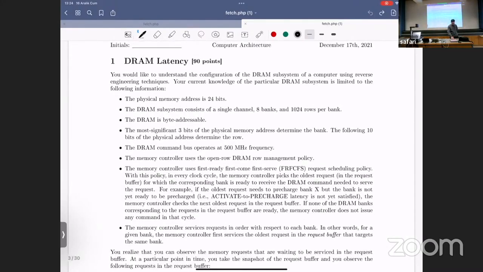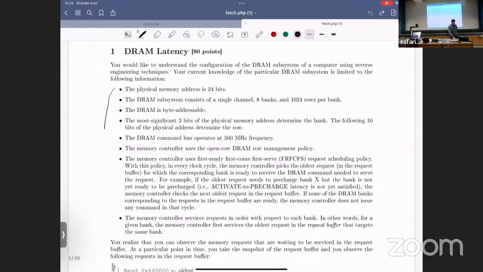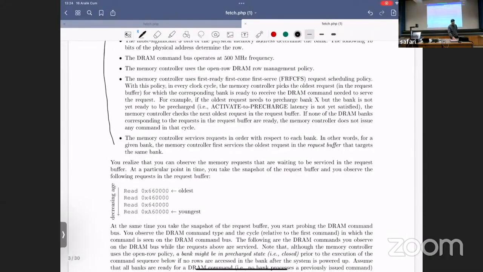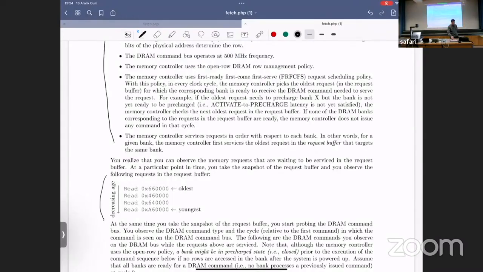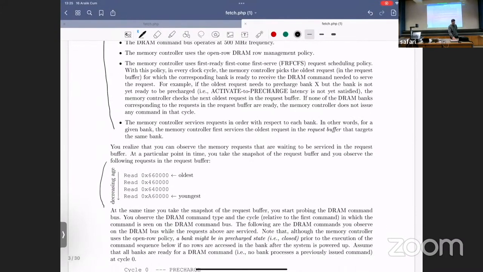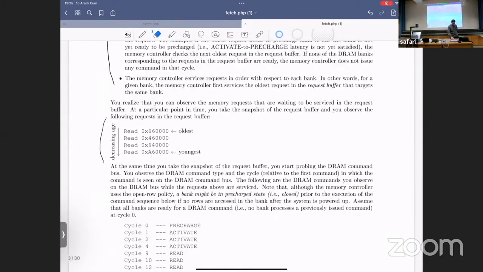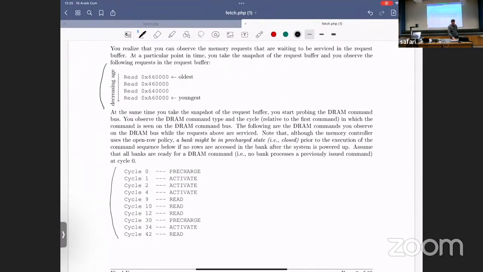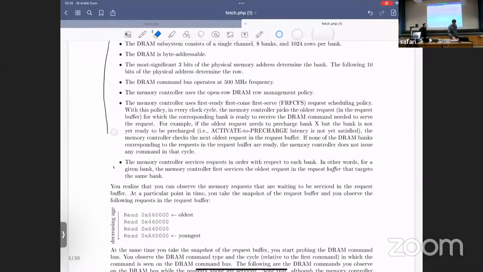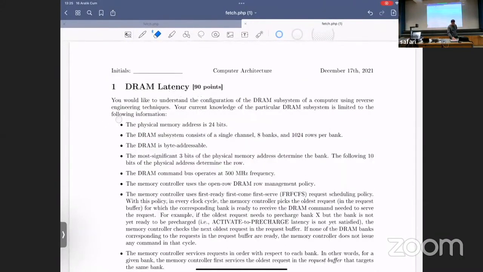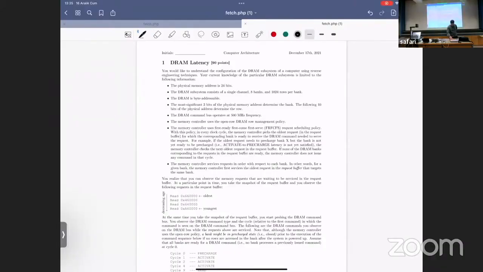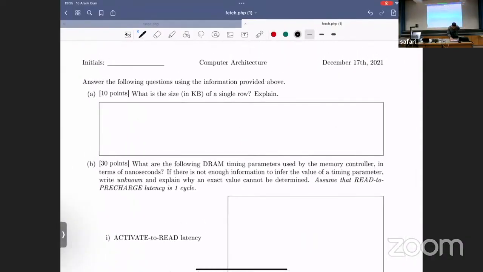On the first page, it talks about the configuration of the system, and then gives us a bunch of requests that are scheduled to the DRAM device through the memory controller. It also tells us at which cycle what command was issued by the memory controller to serve these requests. I'll get started by solving the first question immediately, and we'll go back to this information as we need to. So the first question asks, what is the size of a single row?